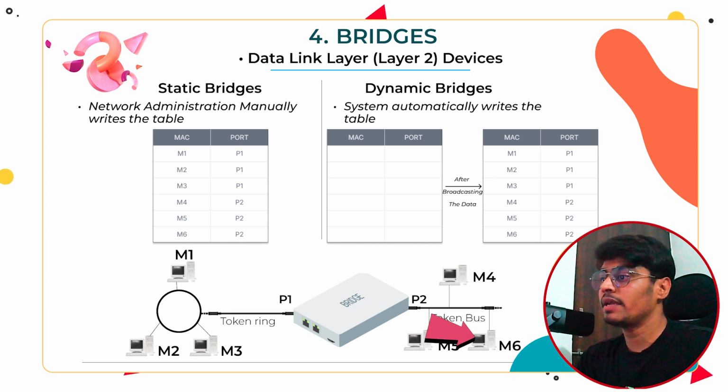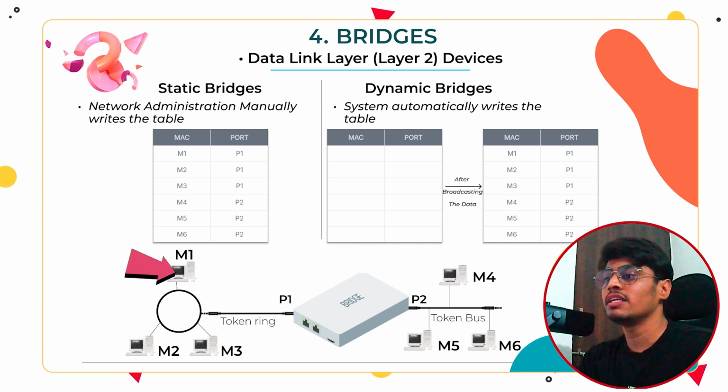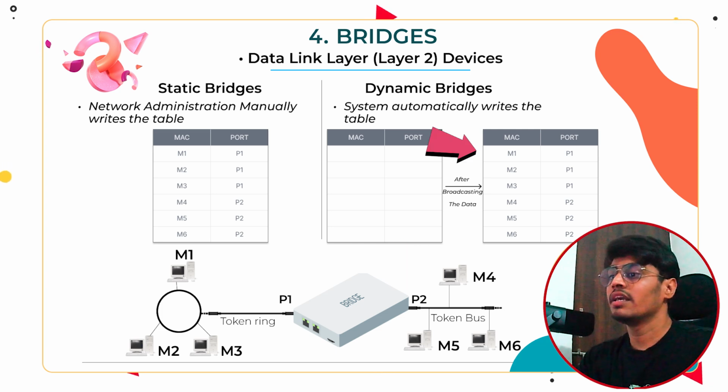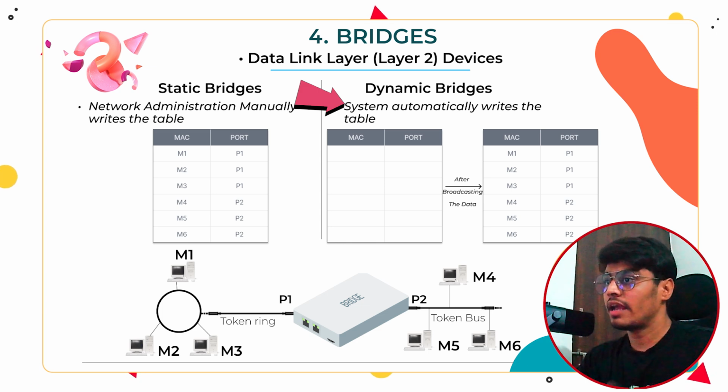When M6 gets this packet and sends the reply, an acknowledgement that it got the packet, the source address will be M6 and the destination address M1. When this packet reaches the bridge, it says okay, M6 is connected to port 2. Then it mentions the entry here: M6 is connected to port 2. That's how dynamic bridges work, and that's how the table is created.